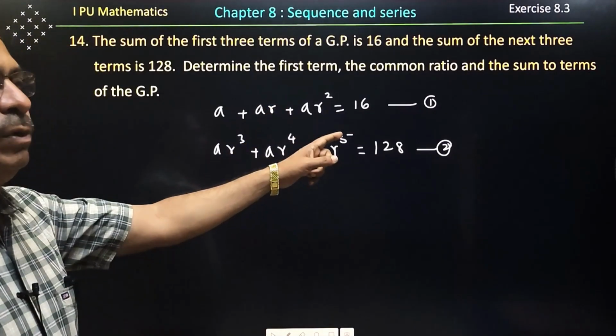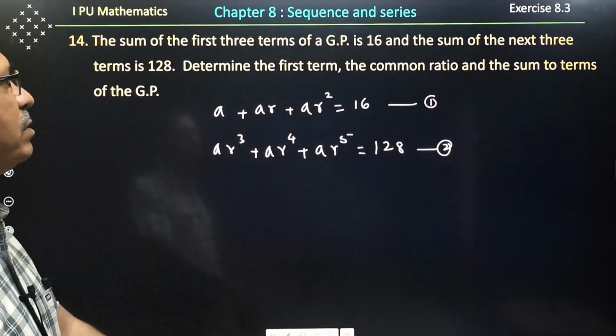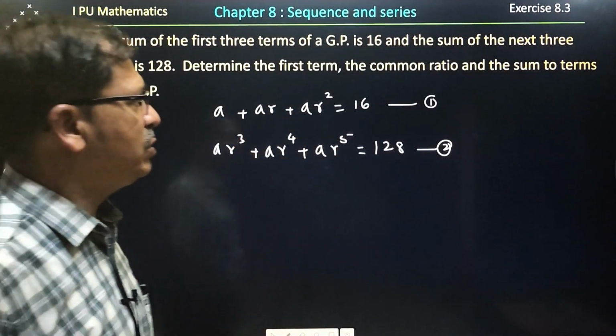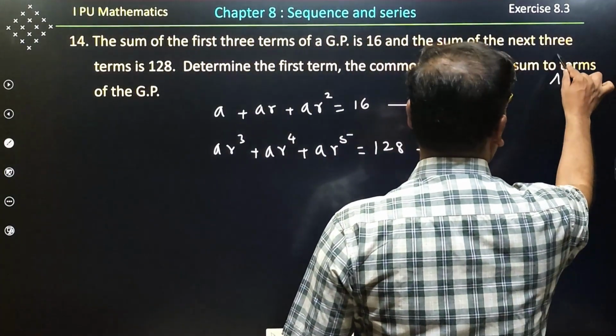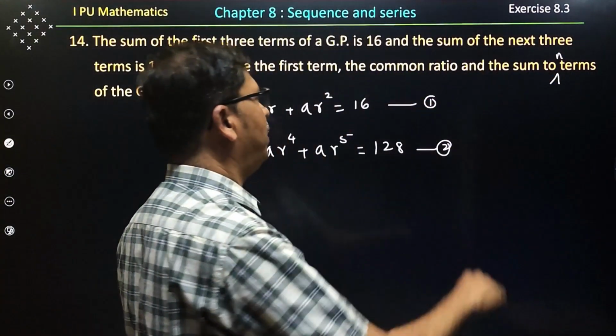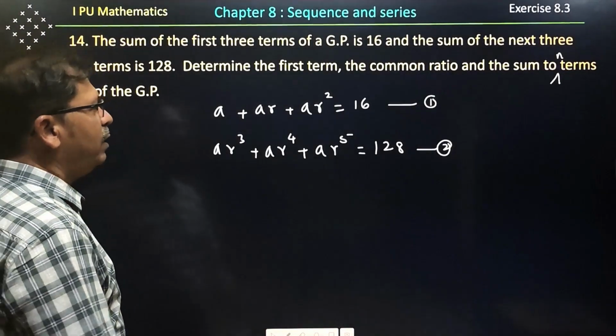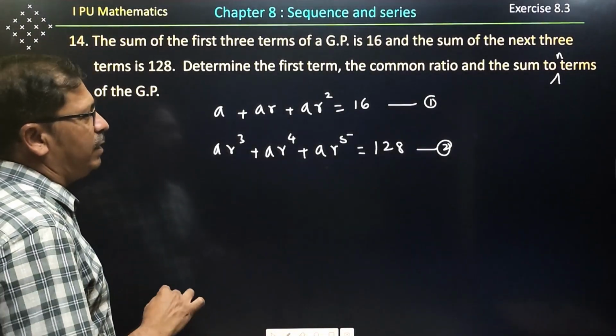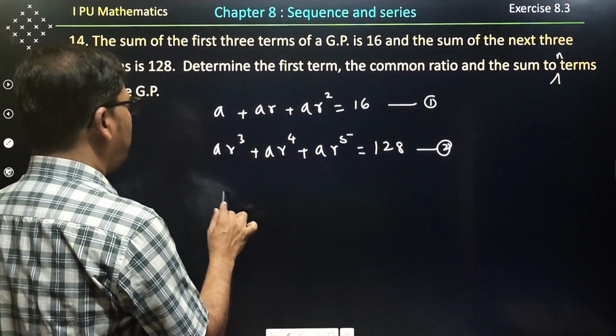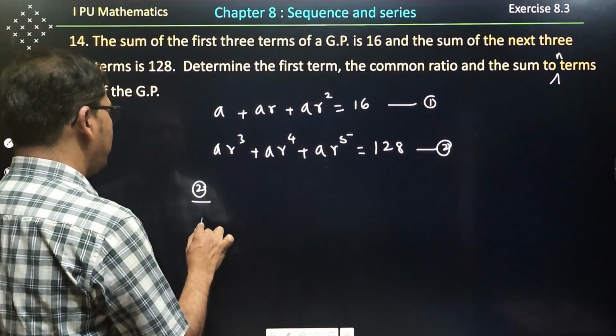Determine the first term, common ratio, sum to n terms. Sum to n terms actually it is. There is no specification, it means n terms of the GP you need to find out. Okay. Let us have a look at it. Let me take 2 by 1. Equation number 2 divided by equation number 1 I would like to take.